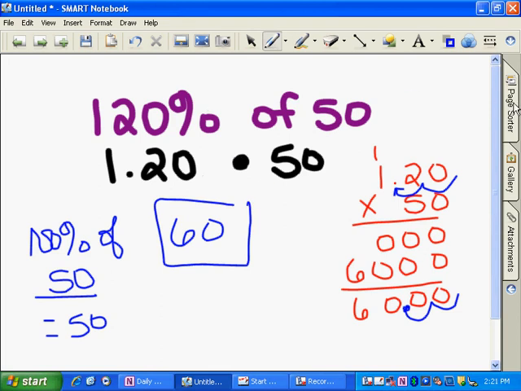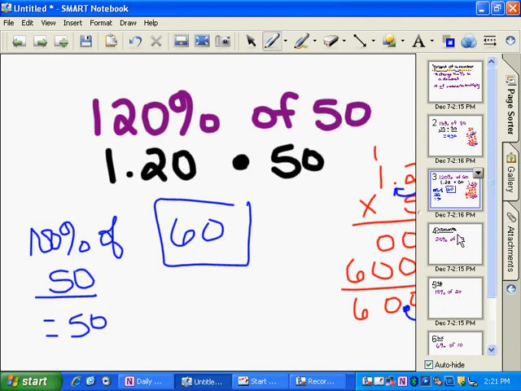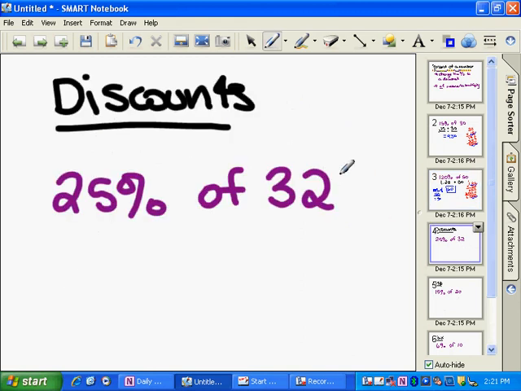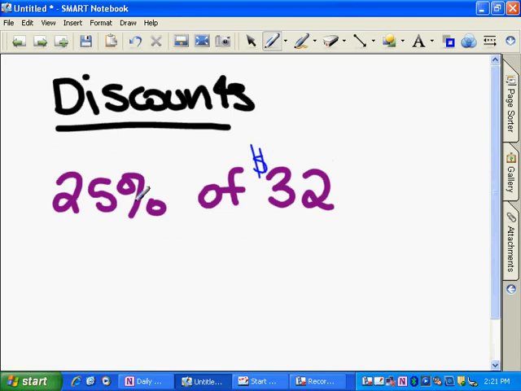Okay? Now, percents are something that you really do need to know in the real world. It is something that we use on a daily basis. Let's say you're shopping and you see something that you want and it's $32 and it's on a rack where there's a sign above it and it says 25% off. Well, in order to figure out what your discount is, you need to figure out what 25% of $32 is. So again, we're going to follow the steps of saying 0.25, "of" means to multiply, and then 32.